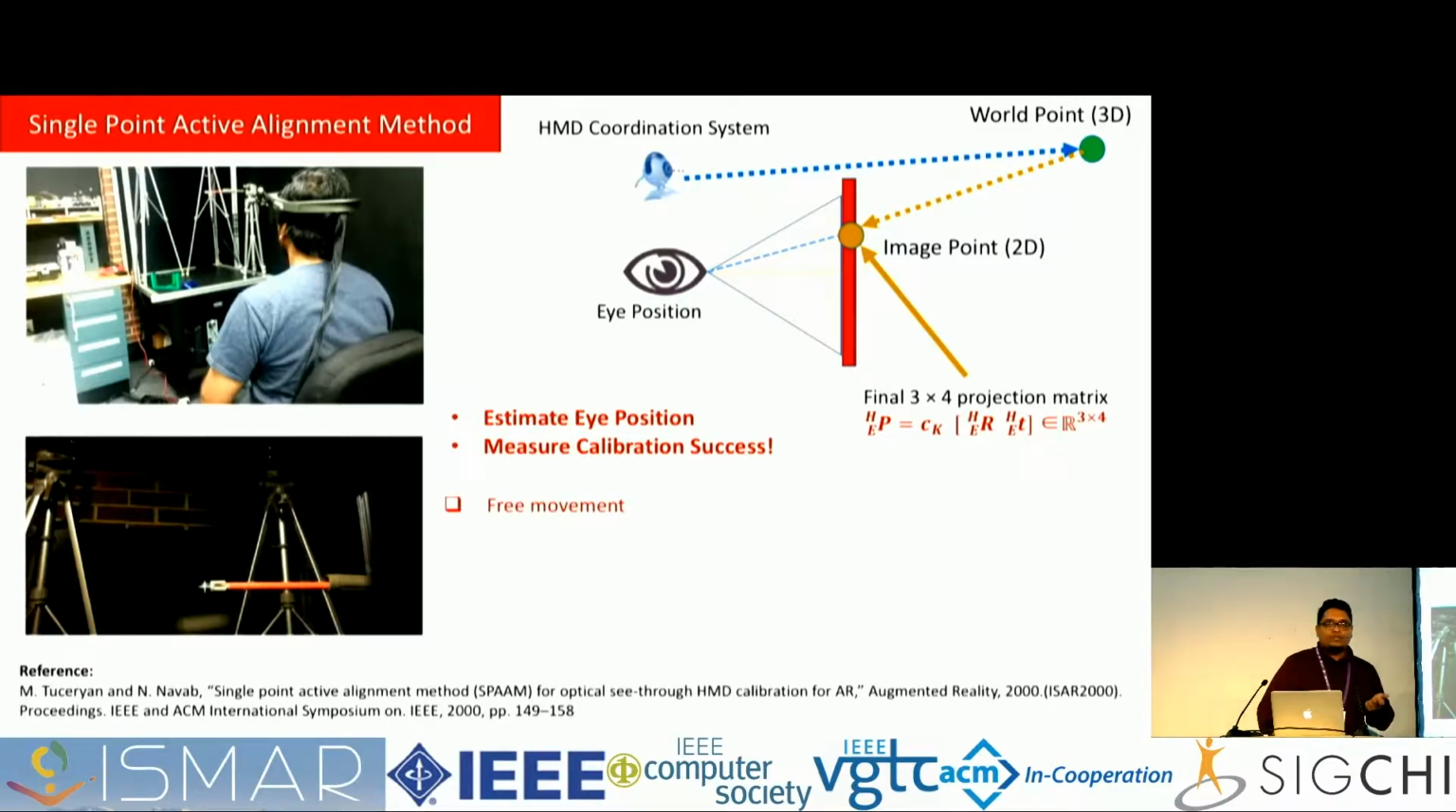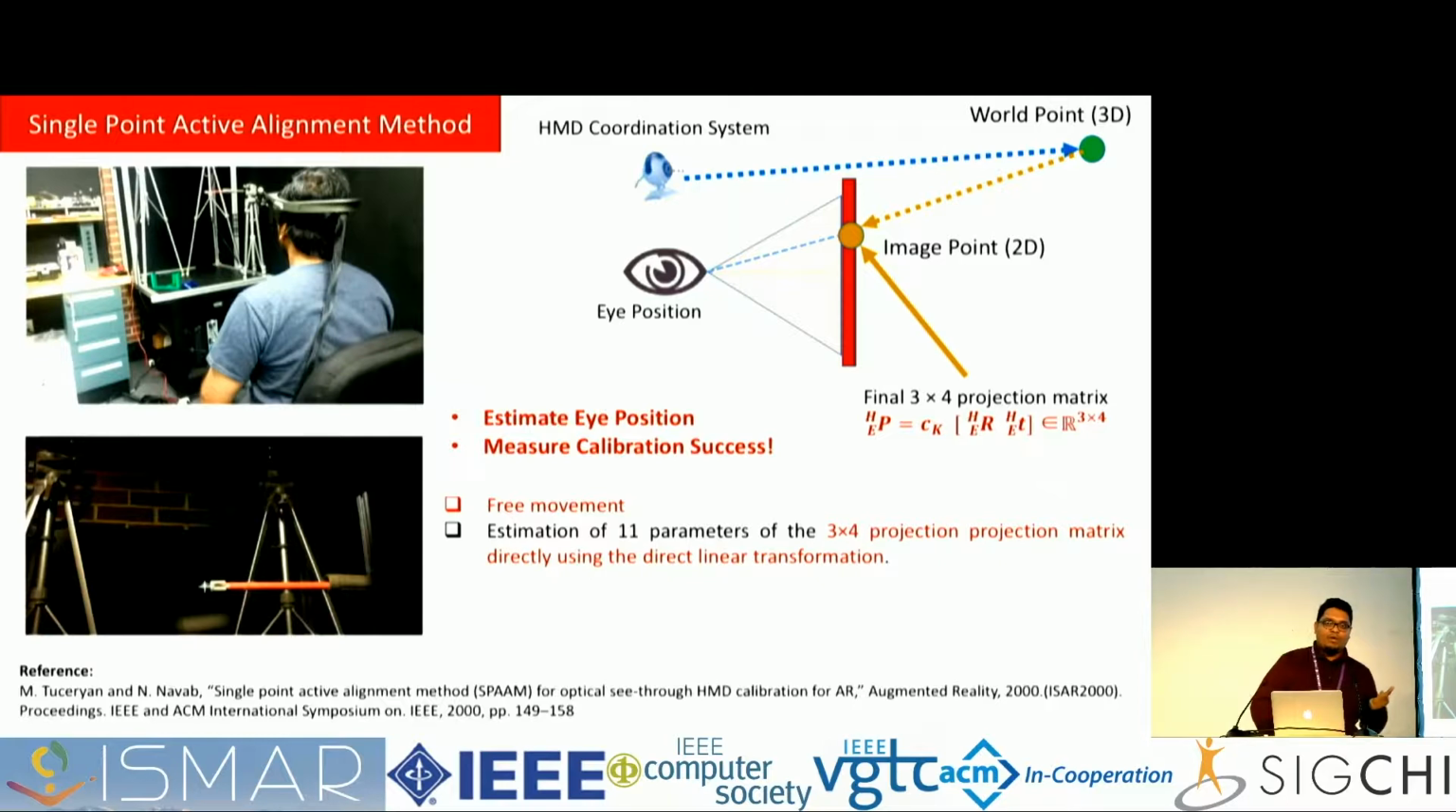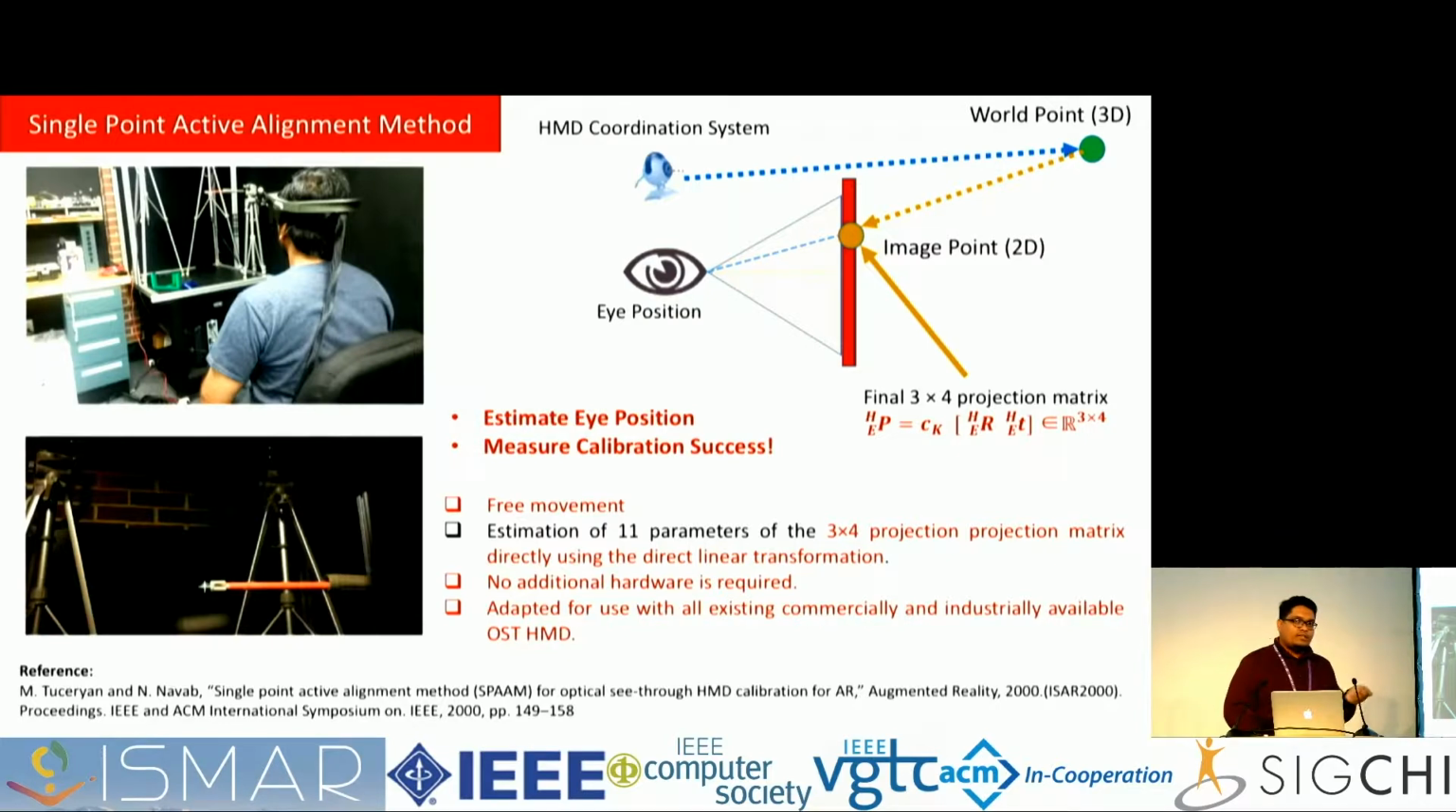The reason behind using the single point active alignment method is that it allows the user free movement while doing the calibration. The user can move forward, backward, and move around their space to perform the calibration. And also the 11 parameters of the projection matrix can be estimated directly by the direct linear transformation method. No additional hardware is required in this case. And also this calibration technique is highly acceptable in all existing commercial and industrially available optical see-through head-mounted displays.